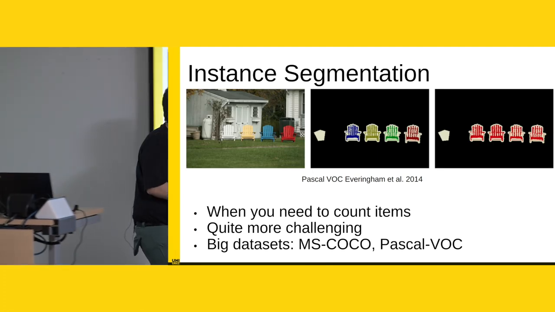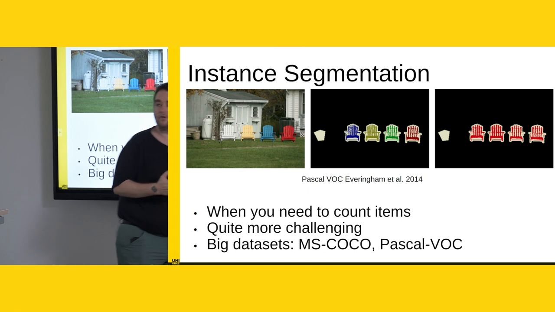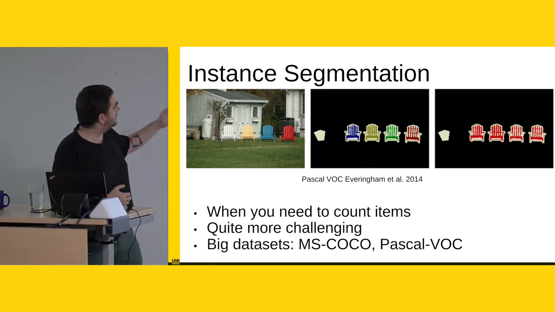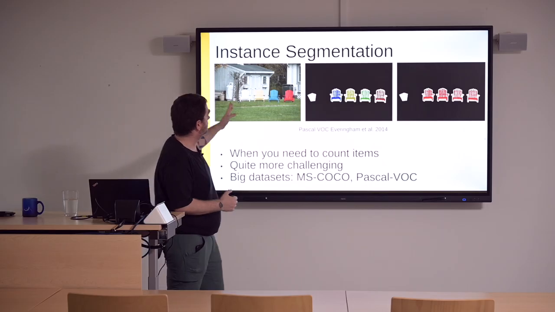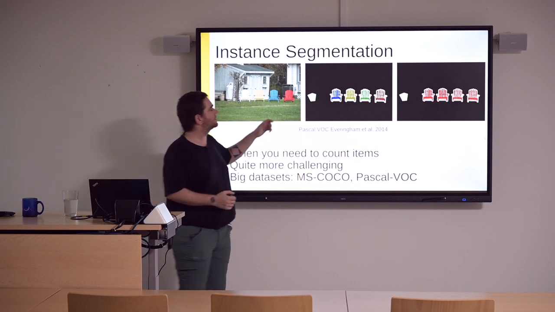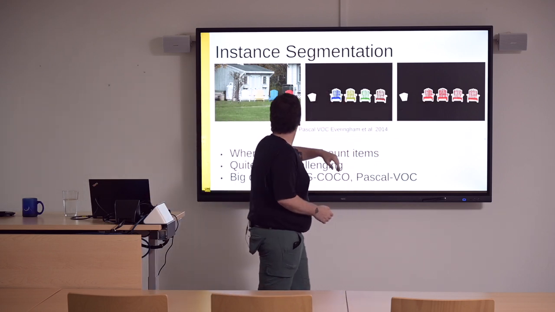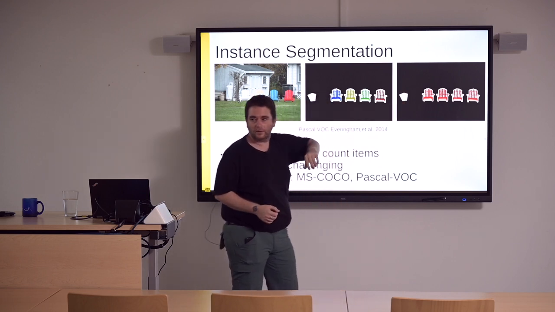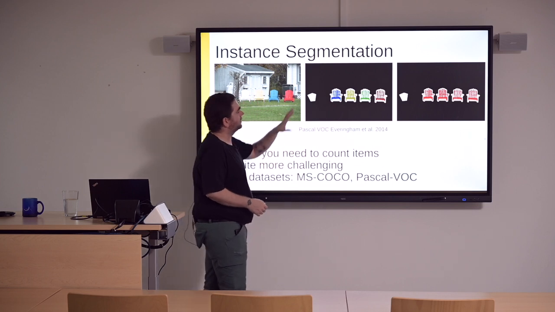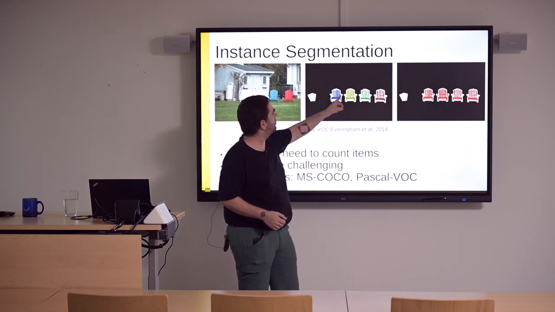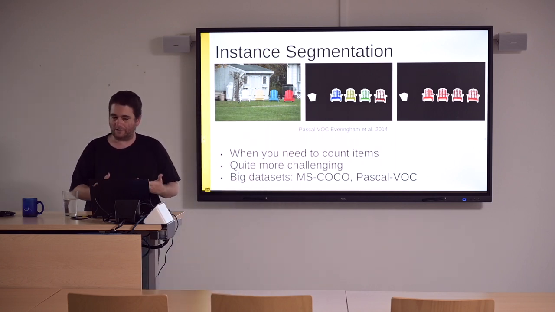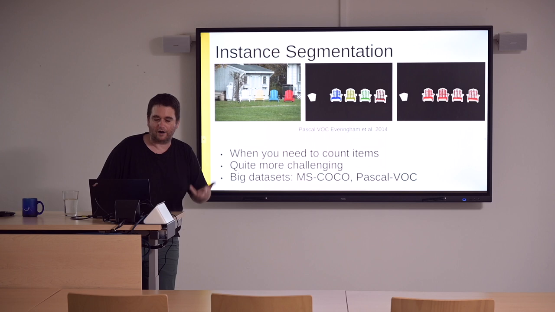The next problem in this taxonomy is actually instance segmentation. The difference being that in normal segmentation we just want to say chairs, right, versus pots, and that's a bit what ground truth would look like for segmentation. But in instance segmentation, we want to say one chair, two chairs, three chairs, four chairs. That might look like a trivial change, but it's a really harder problem.